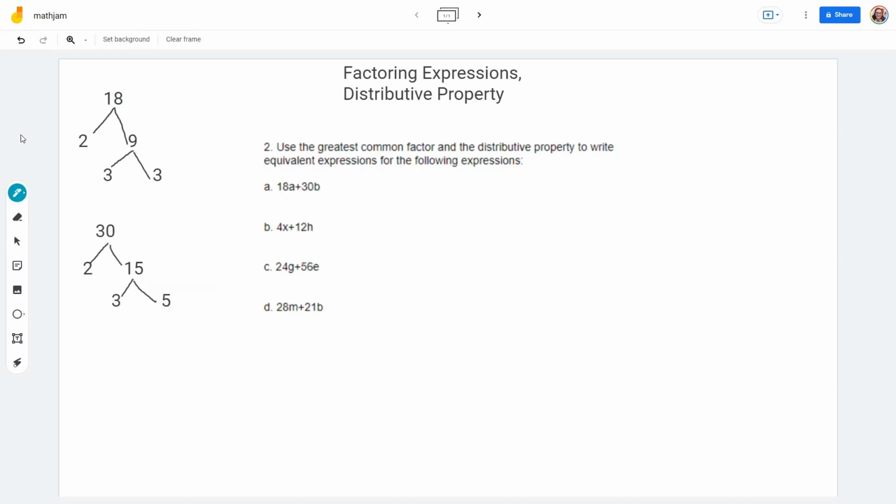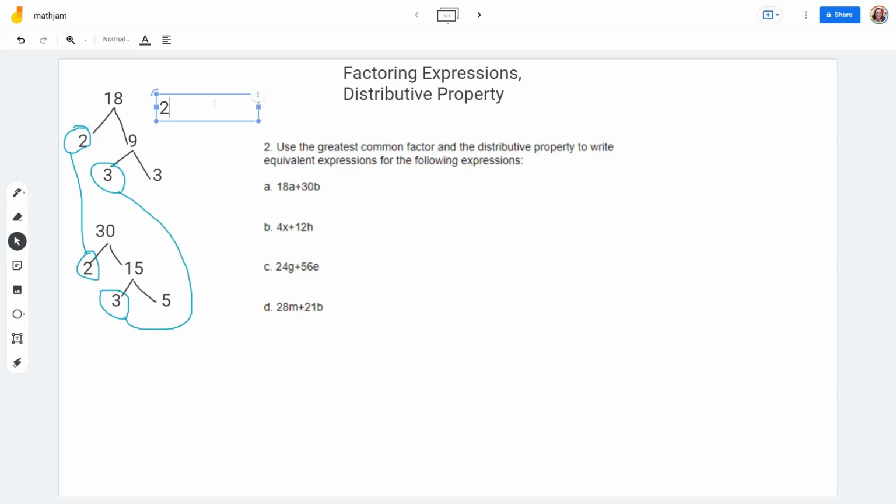Do we see any numbers in common? Oh, we sure do. We've got a 2 here and a 2 here. So let's circle them, draw a line that way we know that we've used it. We also have a 3 here and a 3 down here. So we're going to circle those, and I'm going to come all the way around. All right, are there any others? Looks like after that, we are just left with the 3 and 5. So we have one set of 2s and one set of 3s. So to come up with our greatest common factor, we're going to multiply 2 times 3, and that's going to equal 6.